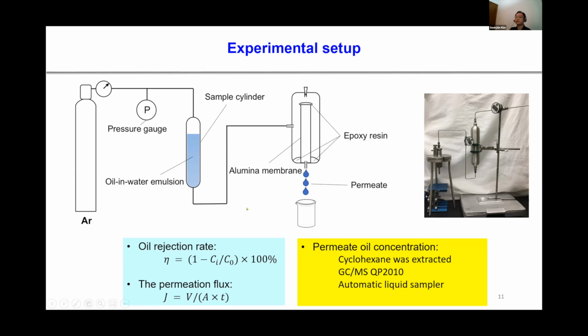Separation efficiency and permeation flux were defined according to the equations below. After getting the permeate solution, in order to measure the oil concentration in it, the cyclohexane was extracted from the permeate solution using chloroform. Then GCMS was used to measure cyclohexane concentration in the permeate solution. For this technique, an automatic liquid sampler with an injection volume of 1 microliter was used for injection of all the samples.